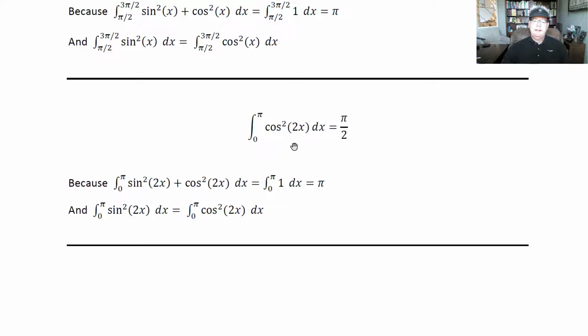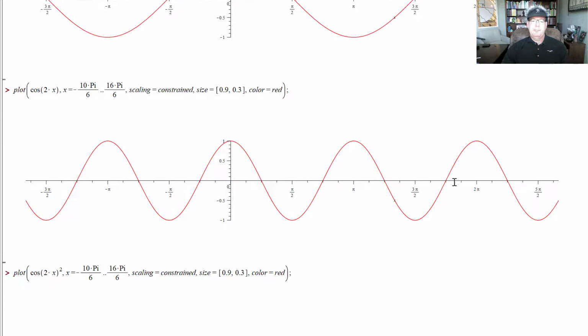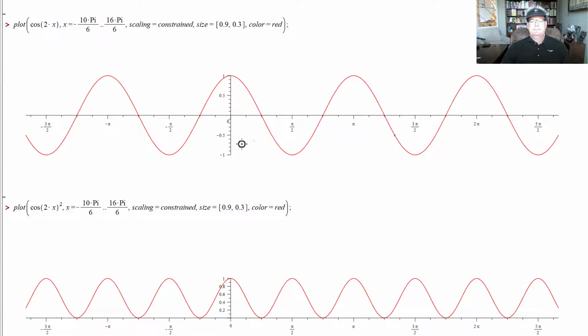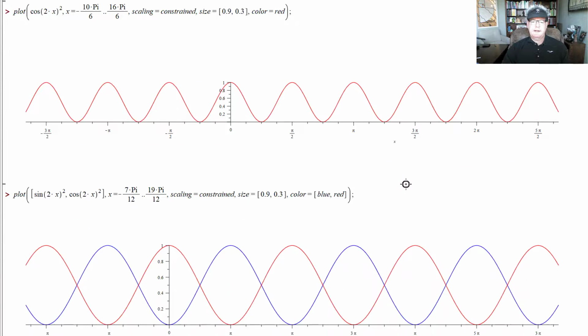You can put any integer here, and the same result holds. That's because here's cosine of x. If you then do, say, cosine of 2x, you're going to speed it up, so it'll be only pi periodic. But specifically from 0 to pi over 2, if you look at cosine squared, you're going to be contributing the same amount as sine squared.